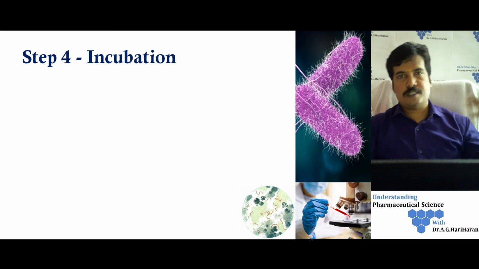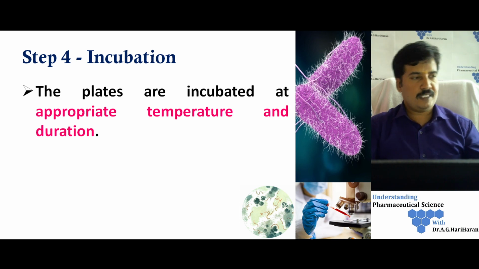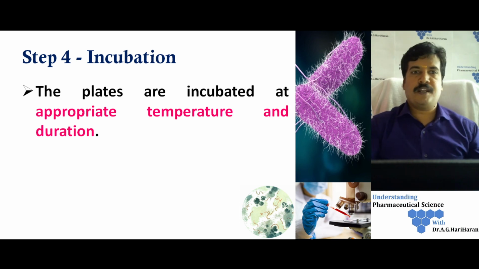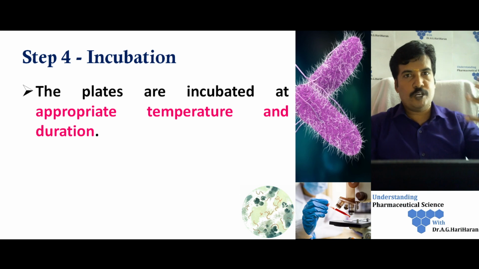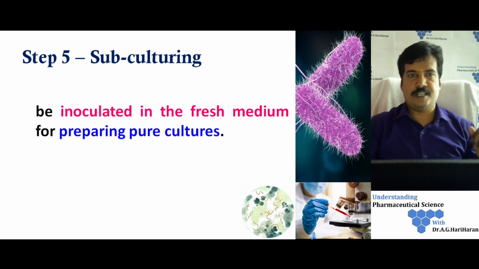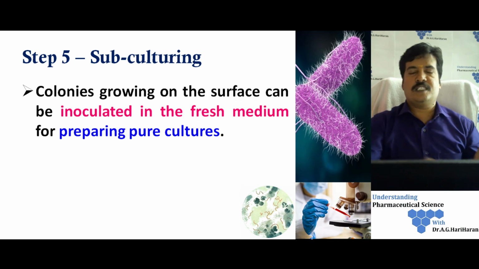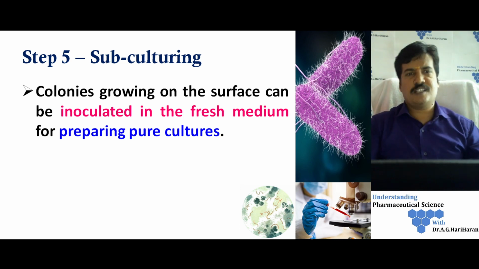Then in step 4, the incubation is done. The petri plate is inverted and kept at an appropriate temperature and duration for incubation. After the incubation, it will have grown into individual colonies. Then finally in step 5, it is subculture. These individual colonies are added to a fresh medium and kept as a pure culture. Then it is used for further studies.